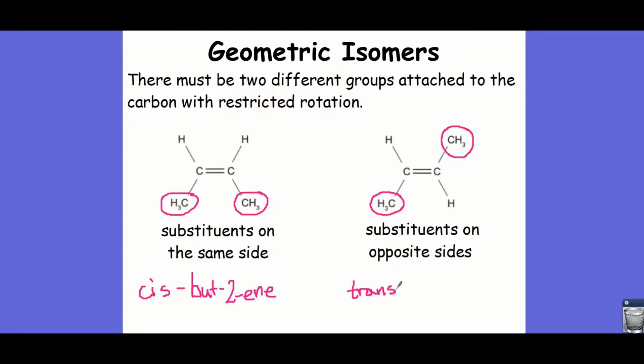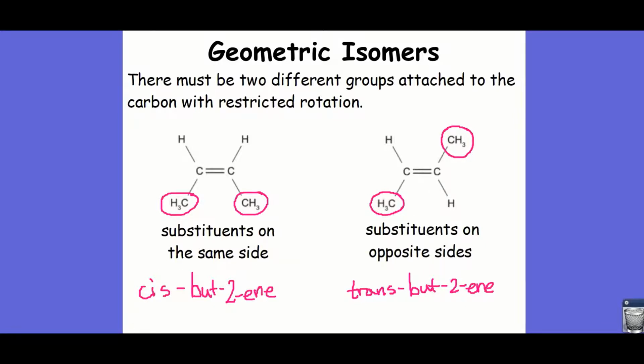So we'd call this trans-butene. And the reason that's different is because of that double bond. That molecule cannot rotate so that both those substituents are on the same side. If that was a molecule of butane, it could do that. But the presence of the double bond means that that is restricted. So it cannot rotate. So we have cis-butene and trans-butene.